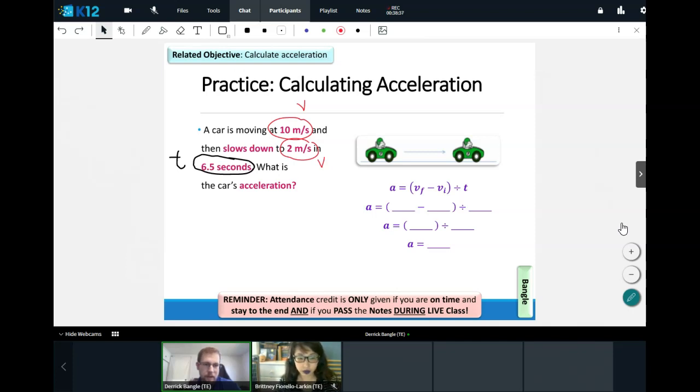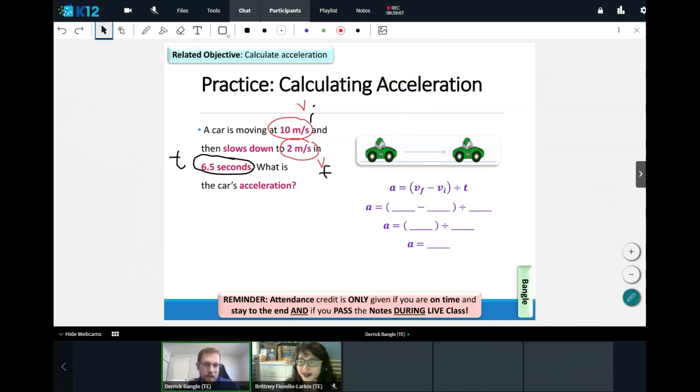And then our 10 meters per second, because it says that's happening first in the problem, is that our initial or final velocity? Initial, very good. So I'll put a little I next to that one. And then for our 2 meters per second, because it says it's slowing down to that speed, is our final or initial velocity? Through process of elimination, that will be our final velocity.